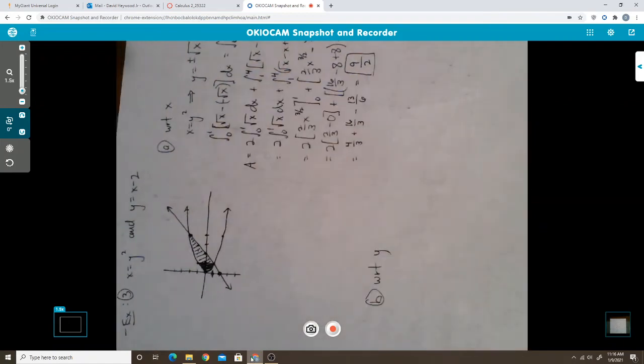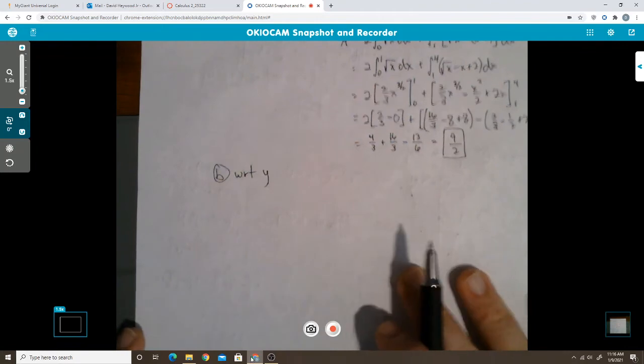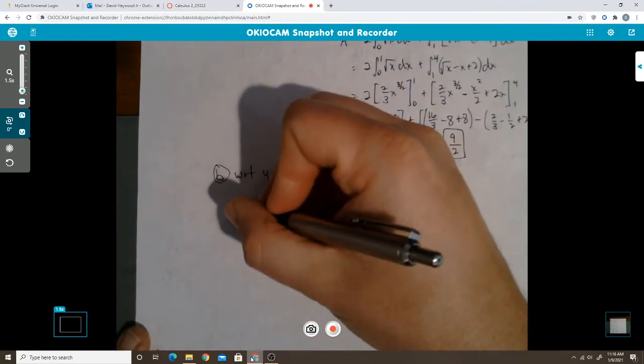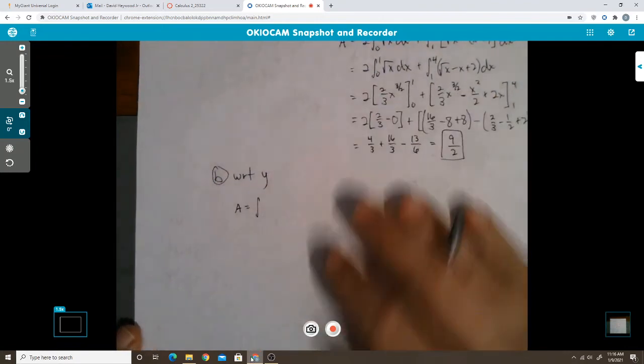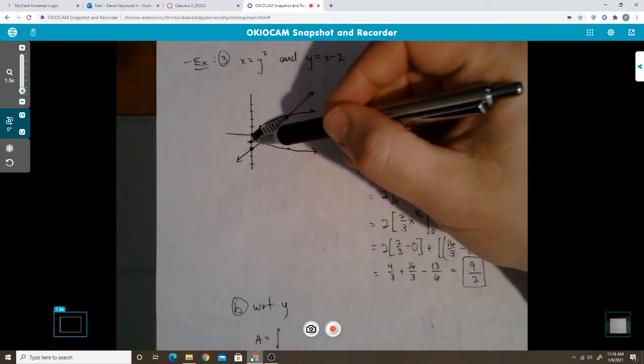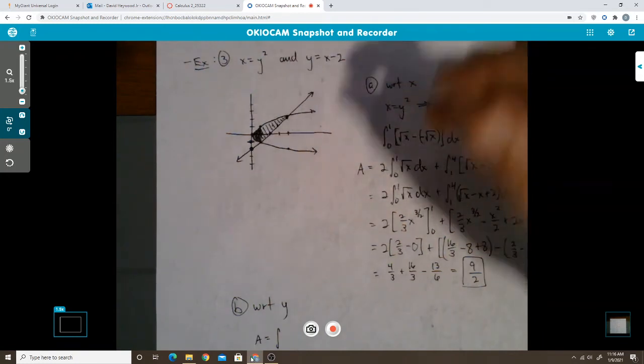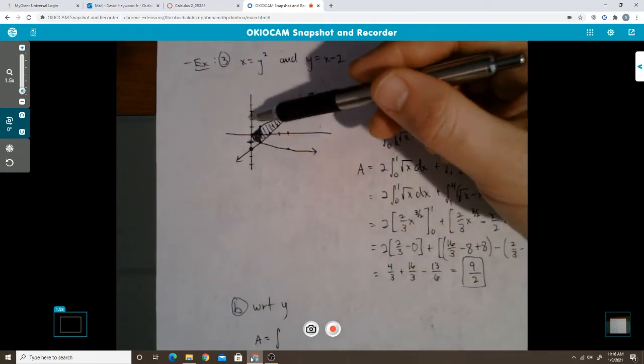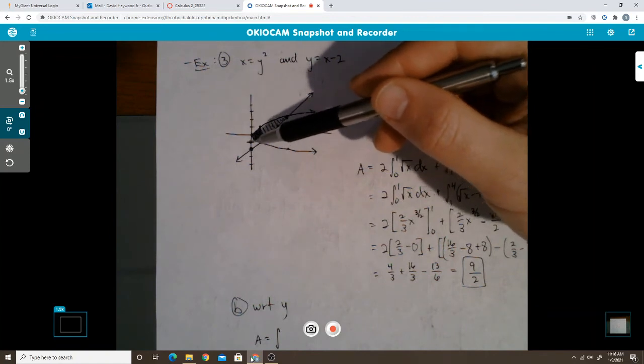So we're going to integrate from, oh, I kind of led you astray, I think, because I said from negative 2 to 1, but it's the other way around, isn't it?